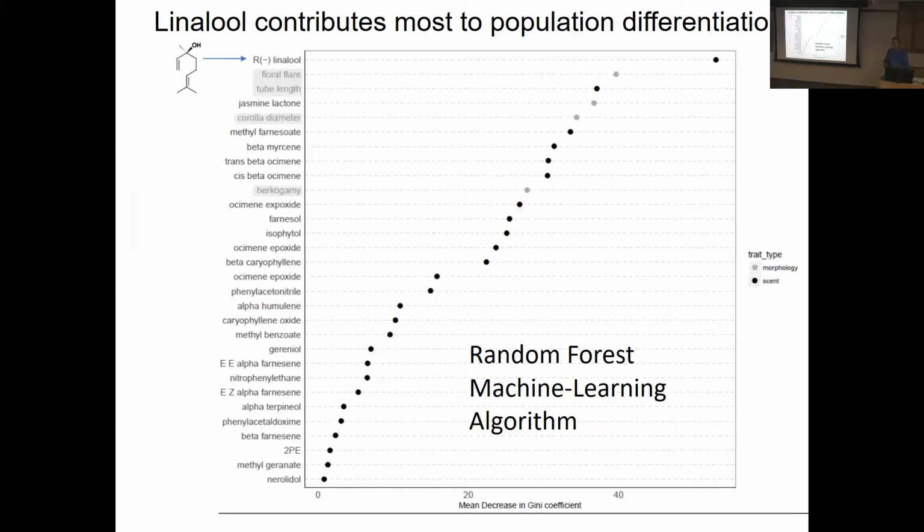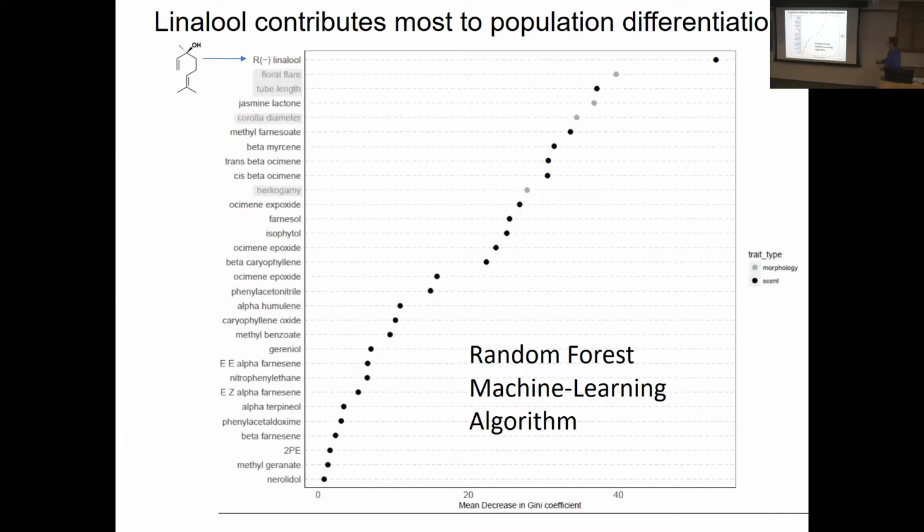There could be all kinds of other things going on here. So we measured everything. What you see here are all the floral volatiles, and everything in gray is a measurement: flower flare, tube length, corolla diameter, hercogamy, and from all these populations. And then we put them into random forest, which is a machine learning algorithm which tells you what variables are responsible for separating populations out from each other statistically.